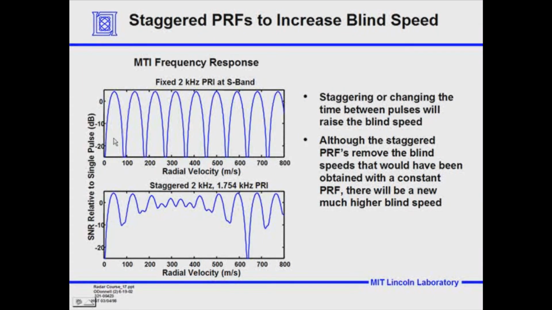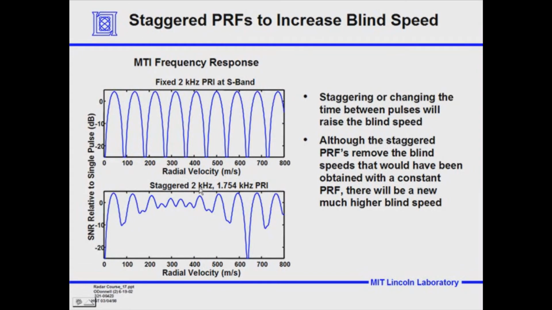And here you can see those blind speeds present for a fixed 2 kilohertz PRF at S-band. You see the blind speeds at approximately a little under 90 meters per second, 180 meters per second. Now how do we deal with the fact that there are significant portions of Doppler space where we don't have good detection? One way of handling that is to stagger the PRFs.